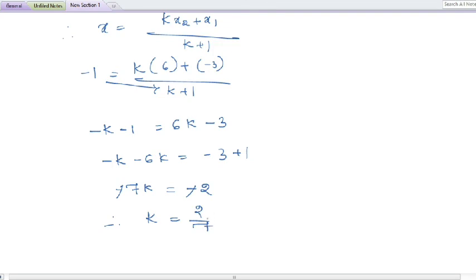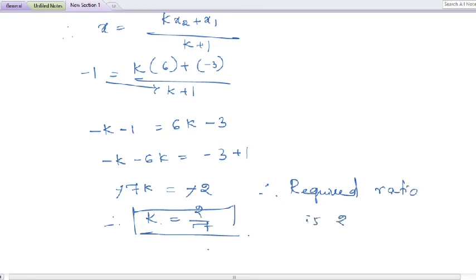The k value is 2 by 7. Therefore, the required ratio is what? The required ratio is 2 by 7, which is nothing but 2 is to 7. Remember, m divided by n is nothing but m is to n, both meanings are the same. So, 2 by 7 is nothing but 2 is to 7.